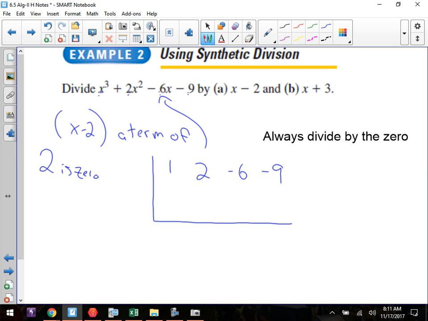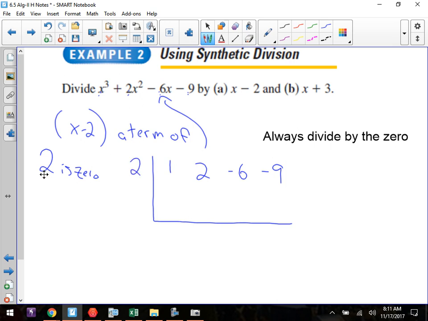Is it a factor? So what I do to check that is I divide by its 0. So I'm not dividing by 0, I'm dividing by the 0 of the term. Okay. So if my term is x minus 2, my 0 would be 2. Okay. So I put a 2 out front.